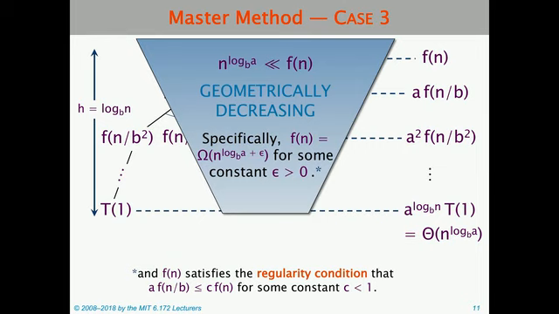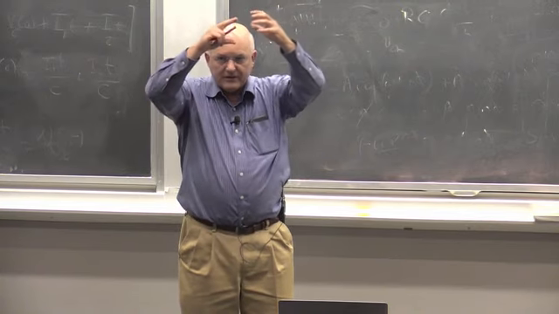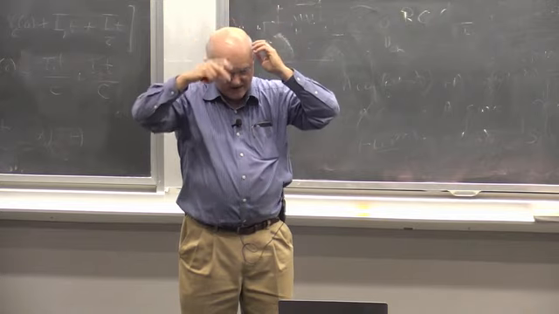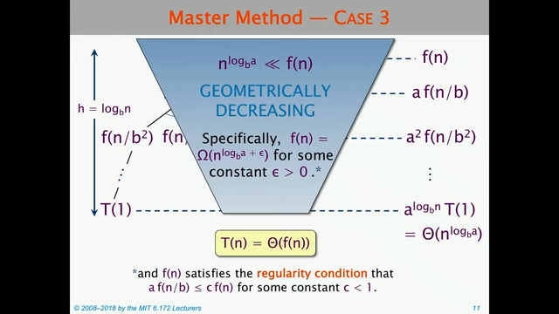And in that case, things are geometrically decreasing, and so all the work is at the root. The root costs basically f of n. So the solution is theta of f of n.